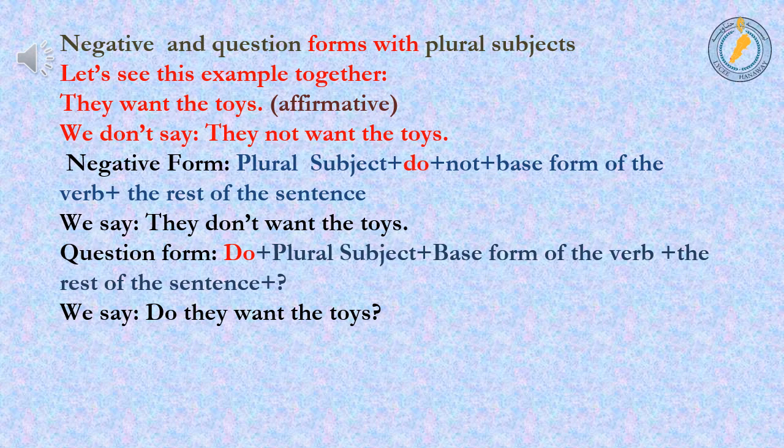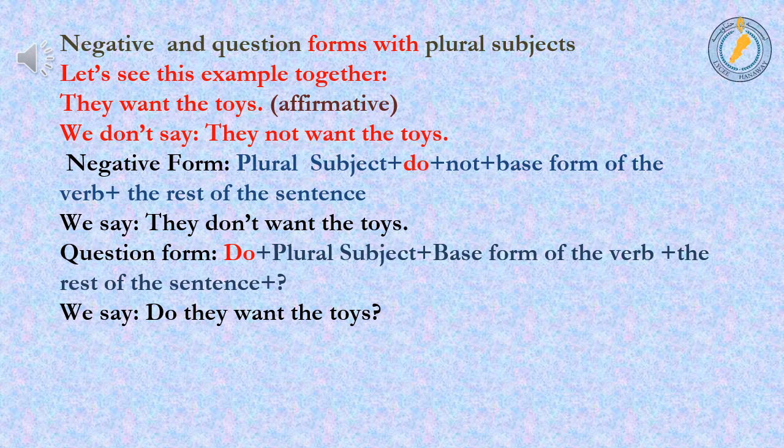Now let's see the negative and the question forms of the present simple tense with the plural subjects. Let's see together this example. They want the toys. This is an affirmative sentence. We use over here a plural subject, which is they. If I want to make this affirmative sentence a negative one, I don't say, they not want the toys. This sentence is wrong.